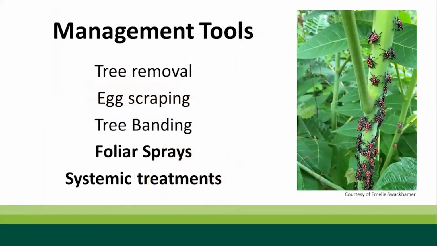So as I mentioned, there are 5 components. There's tree removal. We can try to reduce by egg scraping and tree banding. And then we get into the insecticide options of foliar sprays and systemic treatments. And we're going to have Patrick demonstrate a couple of these, with the foliar sprays and then the 2 systemic treatments as well.